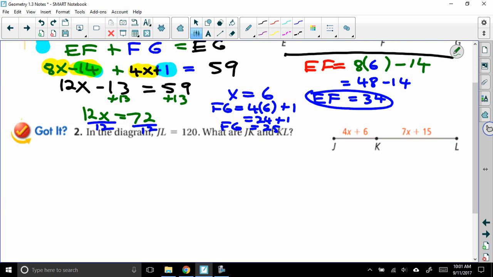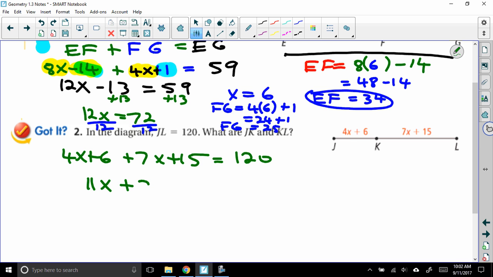So got it, number 2. I'm going to go a little bit faster through this one, but we'll have 4x plus 6. Note a real common mistake that people make. They want to say that 4x plus 6 and 7x plus 15 are equal. We didn't say that. We said that that length plus the other length is equal to the total length, and the total length here is this JL, which is given as 120. Okay, so we're going to have 11x plus 21 is 120. So we'll have 11x is 99. X is 9. I can't stop there.